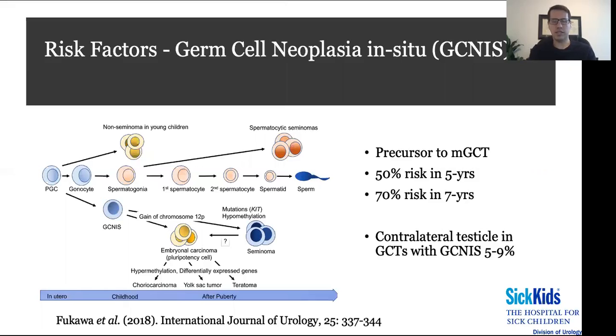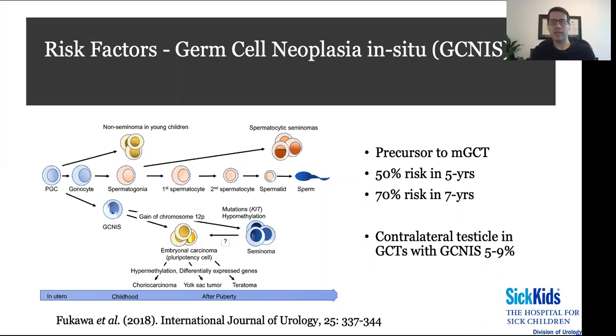Germ cell neoplasia in situ I mentioned very briefly earlier. This is, I guess, more potentially a risk factor, but also a pathologic finding, which is probably most consistent with almost a precursor state. As you can see in this diagram, which was published in the International Journal of Urology, you can see that this is germ cell neoplasia in situ here. And this then gives rise to germ cell tumors. It happens directly from primordial germ cells, so even early in life or even before, actually.